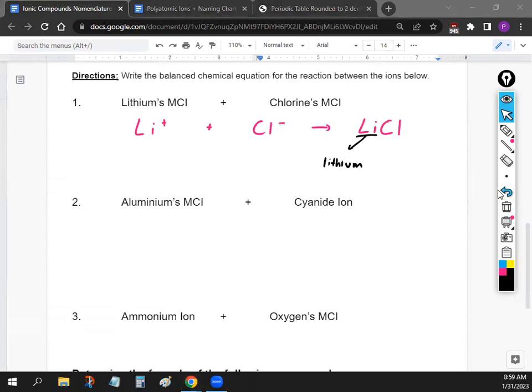Okay, that's it. So we have Cl. All we need to do is take Cl and change the ending to IDE. So it's chloride. And that's it. The name of this compound right here is lithium chloride. Hopefully not too bad.